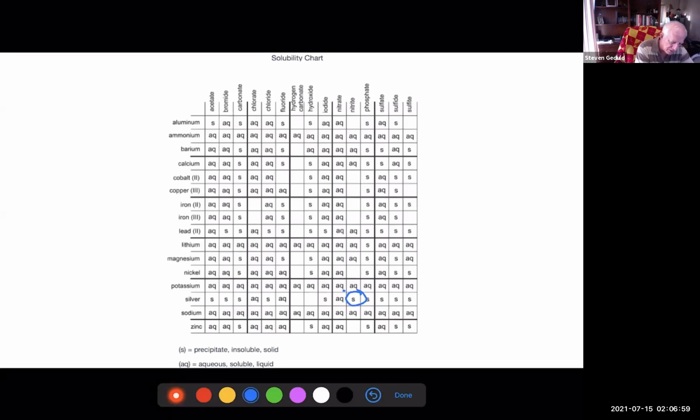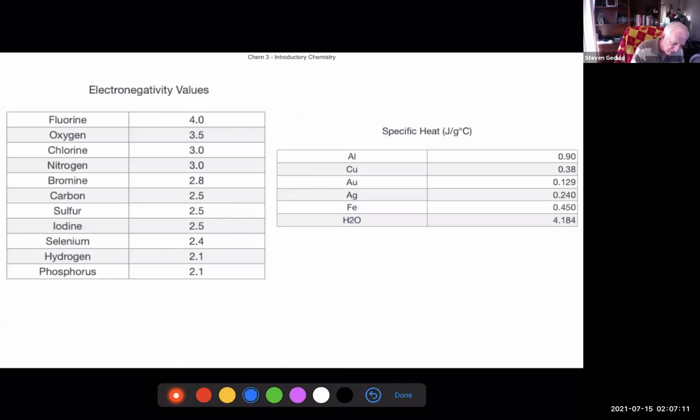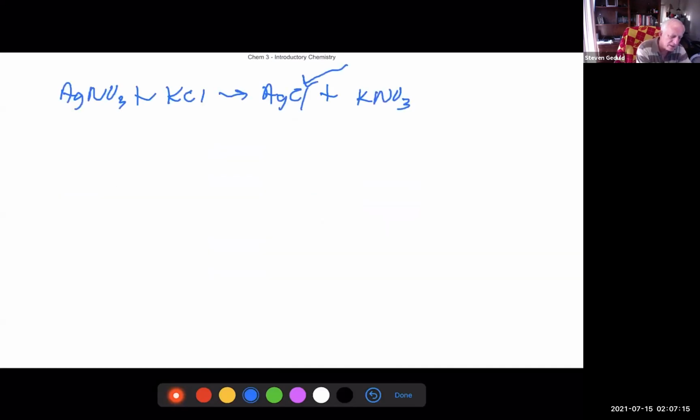Nitrate. This is aqueous. But when we do the test, there'll be an S there for solid for the precipitate. We'll have to fix it on that table. Okay, so we have a solid.